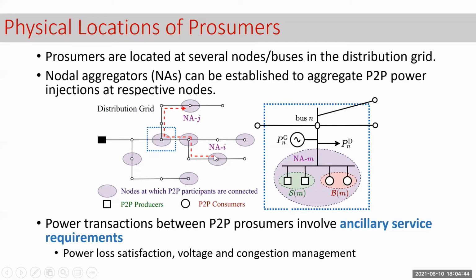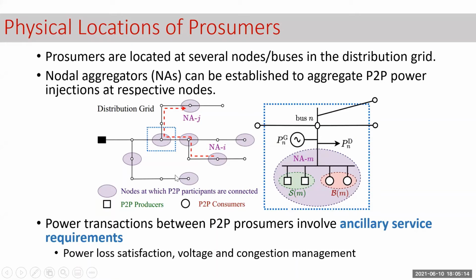Let's say some power sharing happens between a seller at node I and a buyer at node J. Then this power transaction will incur some power losses, and depending on the other power transactions in the system, it can also create voltage issues or congestion issues. Then the DSO has to do some additional tasks to support ancillary services for these P2P transactions.